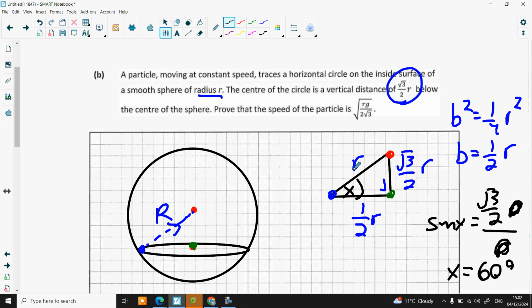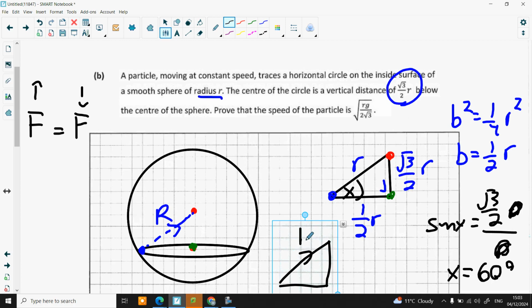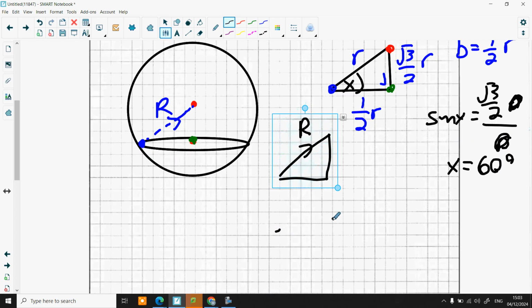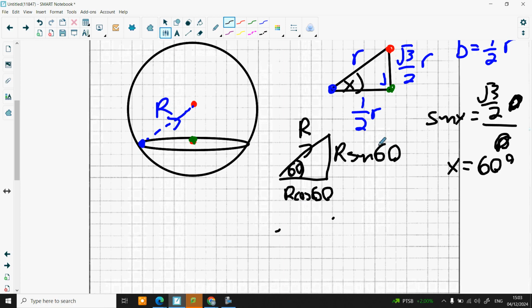Now, what's the general rule for a horizontal circle? Force up equals force down, doesn't it? Okay, now let's look at R. Well, I can break up R into two components, can't I? R cos 30 and R sine 30. Sorry, 60. R cos 60 and R sine 60, which we all know is a half R and root 3 over 2 R.